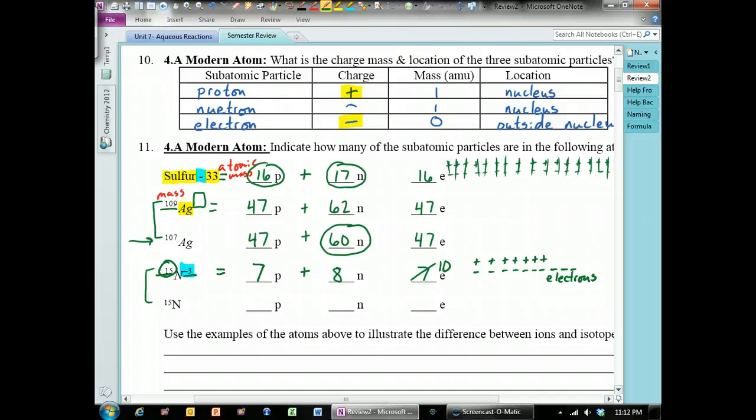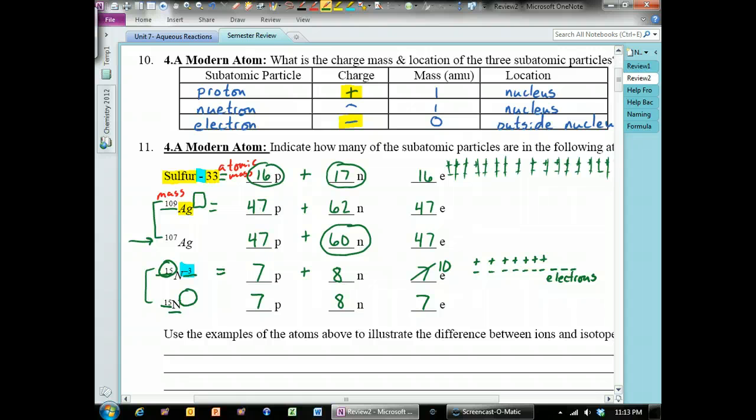The next one, we have again nitrogen, so we know there's going to be 7 protons, and the atomic mass didn't change, so there's 8 neutrons again. What did change is that we no longer have a number in the upper right hand corner. There's no charge, which means it's neutral. That means there is an equal number of protons and electrons, so there's 7.